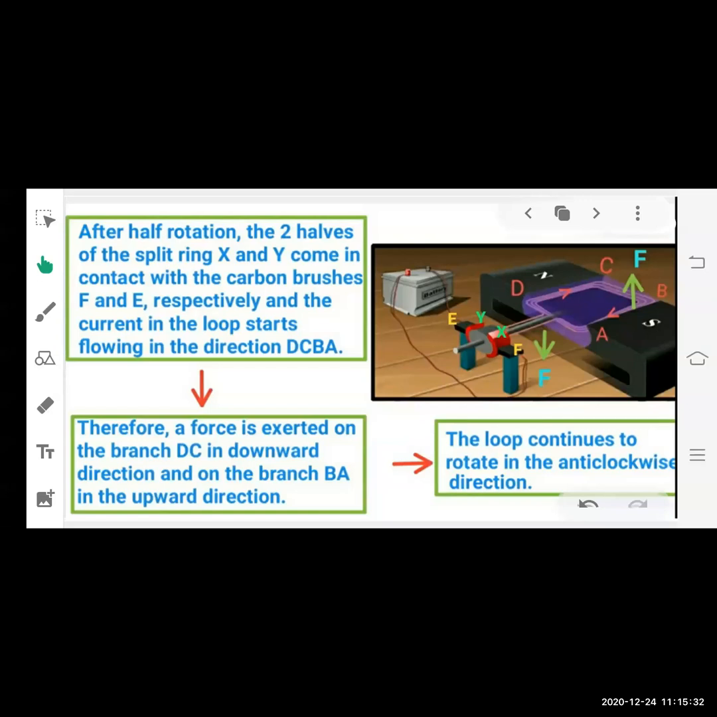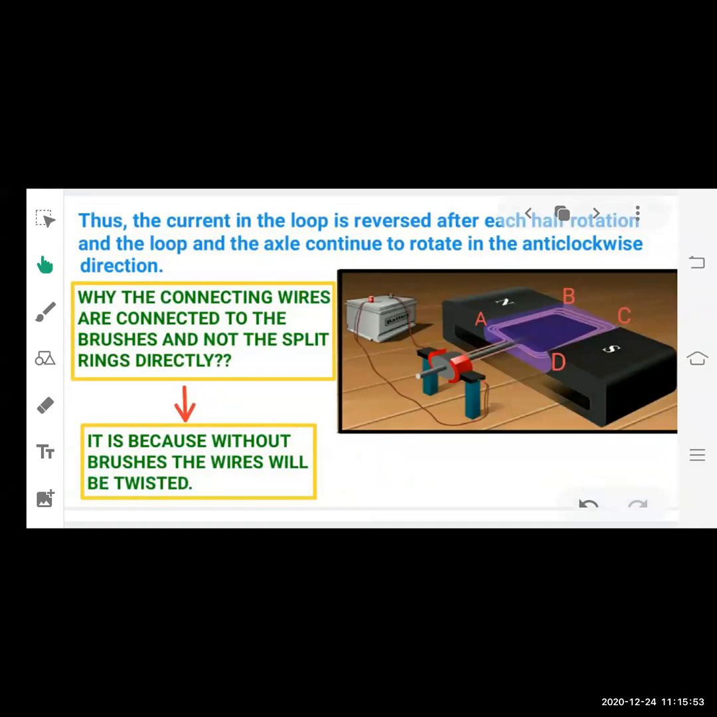So again there is a force exerted on the branch DC. Now on branch DC the force will be exerted downward, and on the branch AB it will be exerted upwards, because of which the loop continues to rotate in anti-clockwise direction. After every half rotation this happens. So what we can see here, thus the current in the loop is reversed after each half rotation. After each half rotation, the direction of current in the loop is changing.